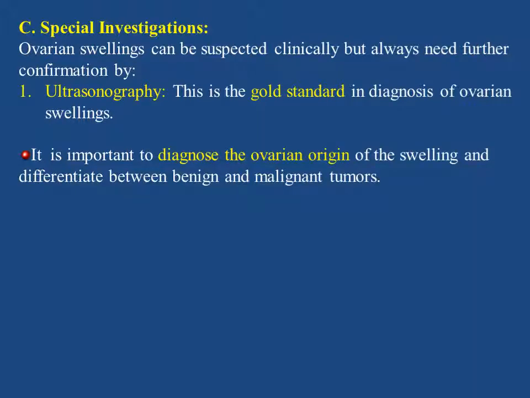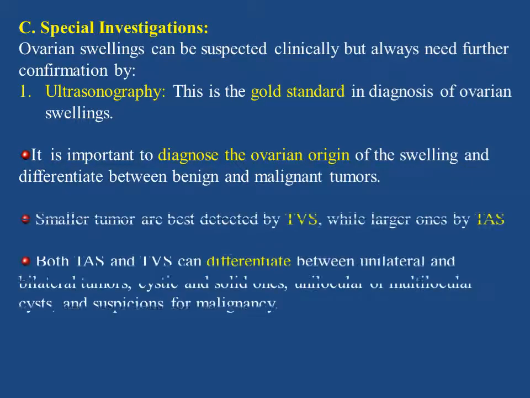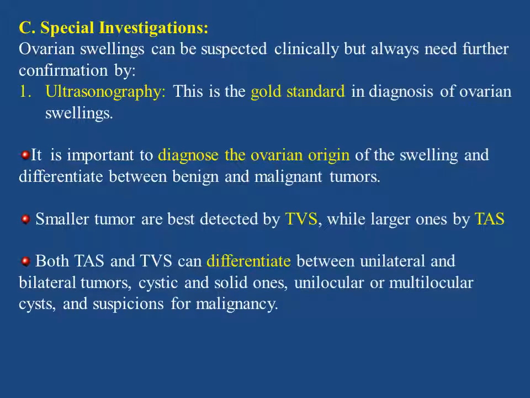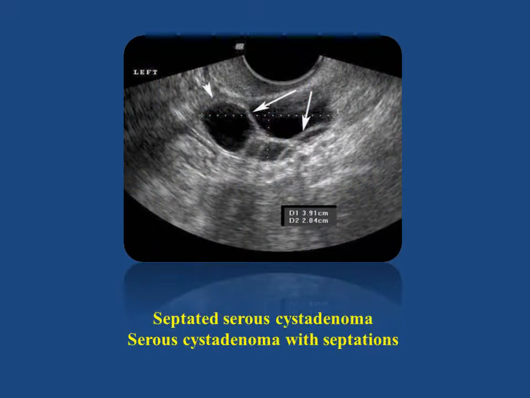Number one, it will diagnose the ovarian origin of the swelling, and it can differentiate whether it's a benign or malignant tumor. The small one can be detected by transvaginal sonography, the large one, of course, by transabdominal, and both of them can differentiate whether it is unilateral or bilateral, cystic or solid, unilocular or multilocular, and if there is suspicion. This is a serous cystadenoma with septation.